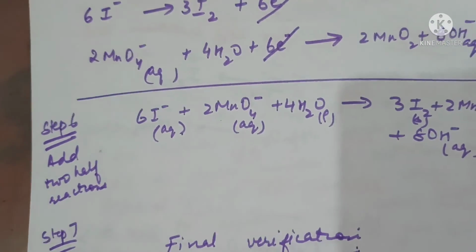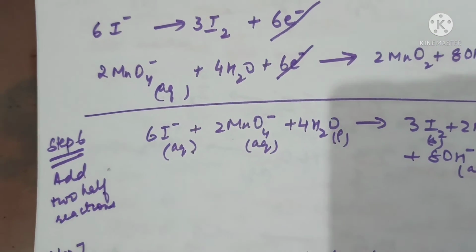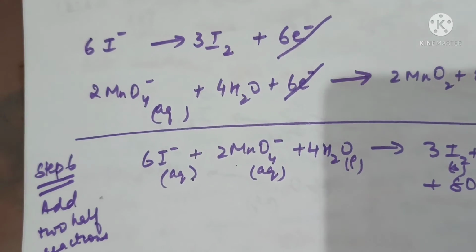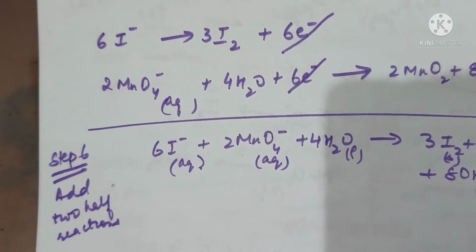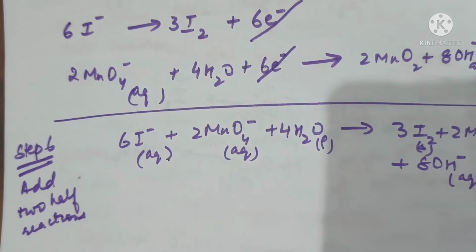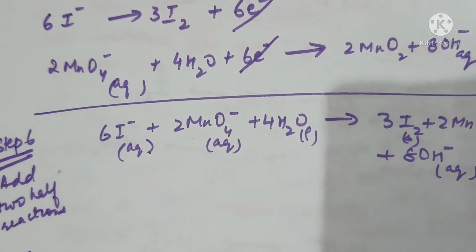So this was the balancing of redox reactions by the half reaction method. I hope you have understood the method. Please practice it at home and try to solve balancing of redox reactions by this method on your own so that you master the art.